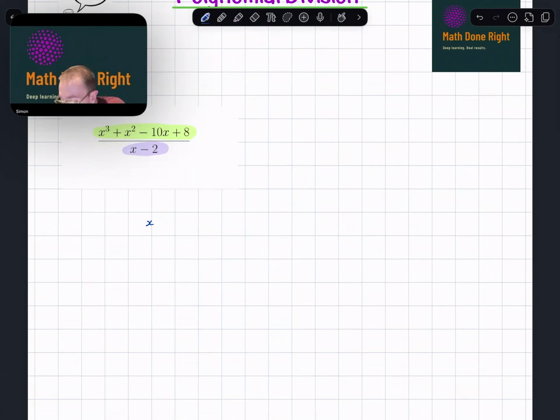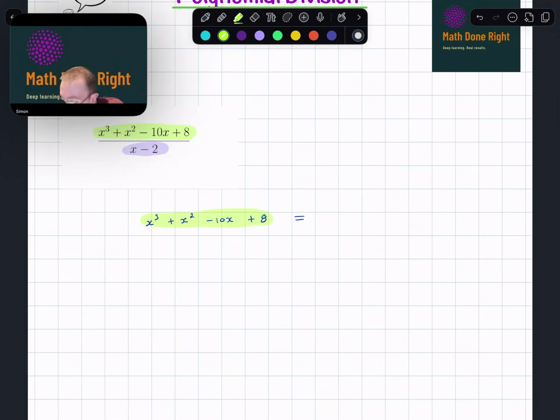Well, the first thing we're going to do is write the dividend, the thing we're dividing, by the other thing. This is x cubed plus x squared minus 10x plus 8. We're going to put that on the left here. And on the right, we are going to put x minus 2, the divisor, and then we're going to put in the quotient polynomial and then the remainder polynomial there. So this is the divisor, this is the quotient, which we're going to figure out. We're going to reverse engineer the quotient, figure out what it is, and then the remainder.